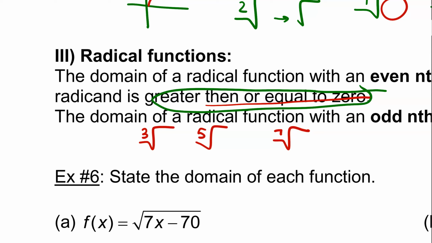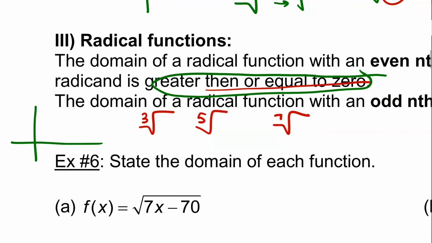But you can have a negative under a cube root. What is the cube root of negative 8? What times itself 3 times is negative 8? Negative 2. Negative 2 times negative 2 times negative 2 is negative 8. So that's fine. It's defined for all real numbers, right? So if I graph a cube root function, it would look something like this.